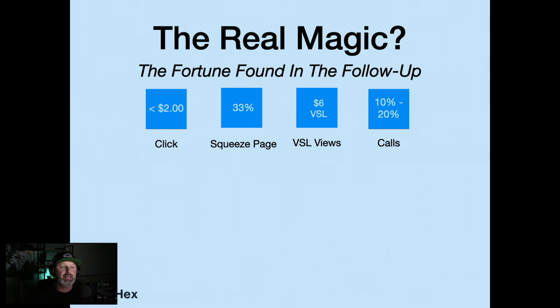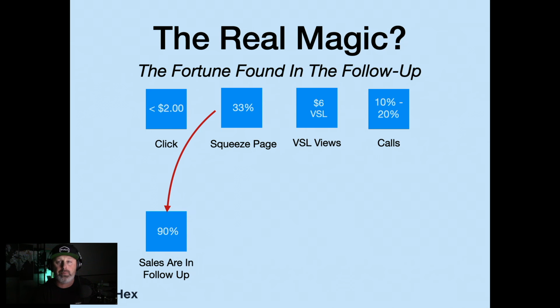All right, and here's what I mean. Most of the time, you're going to get just a small minority of your sales throughout the first week of this process. The bulk of your sales are going to come in the follow-up process. And the follow-up process looks something like this.